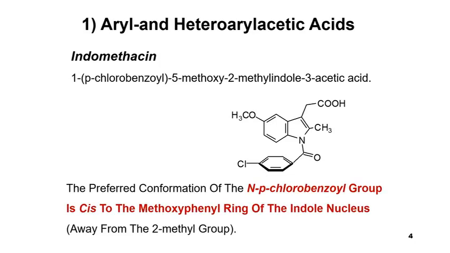It was observed that the direction of the para-chlorobenzoyl group on the nitrogen of the indole nucleus should be in a cis direction with the methoxy group located on the phenyl ring.